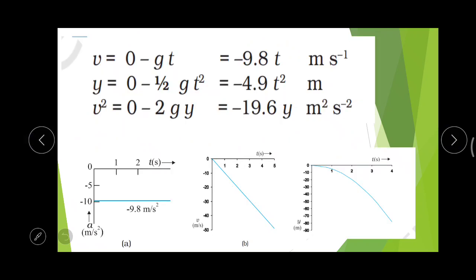For a free fall, or for a body which is undergoing the free fall, the acceleration time graph, the velocity time graph, and the position time graph. This can also be asked in the MCQ questions. So acceleration is always a constant.